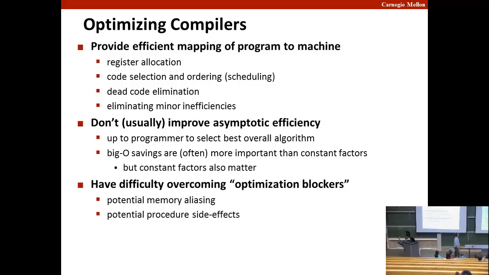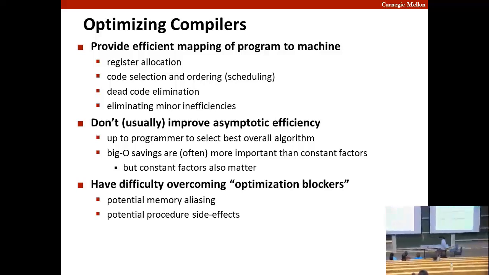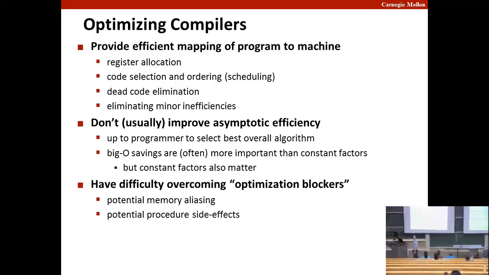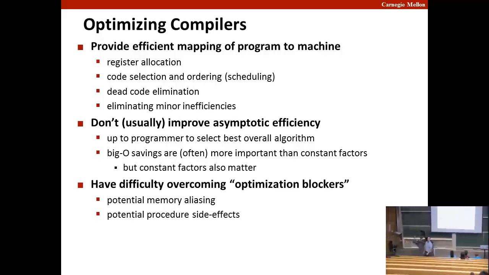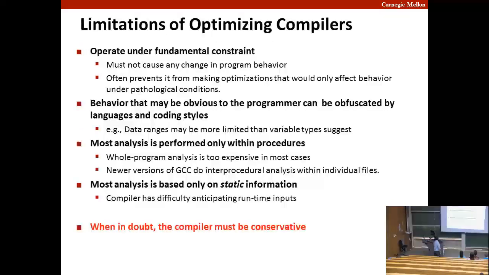Optimizing compilers provide efficient mapping of program to machine. They allocate registers, they schedule code, they eliminate dead code, they eliminate minor inefficiencies. Right? Optimizing compilers can do a lot for us. What they can't do is pick the algorithm for you. Right? They can solve some of the very small, fine-grained problems, but not the bigger things. There are also some things that we need to understand they just can't do. There are some optimization blockers that might surprise us. And understanding those will help us to understand where we need to look for optimization.